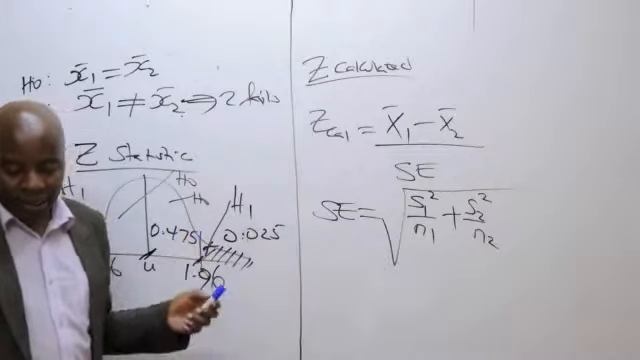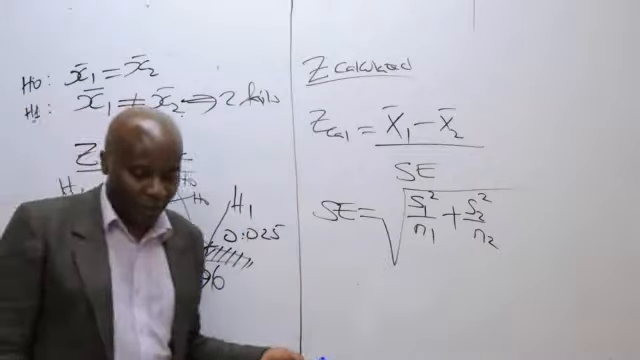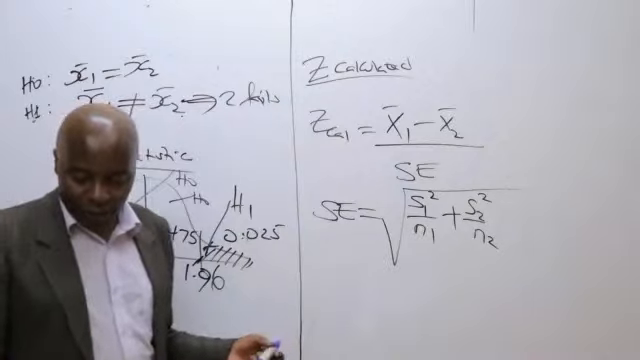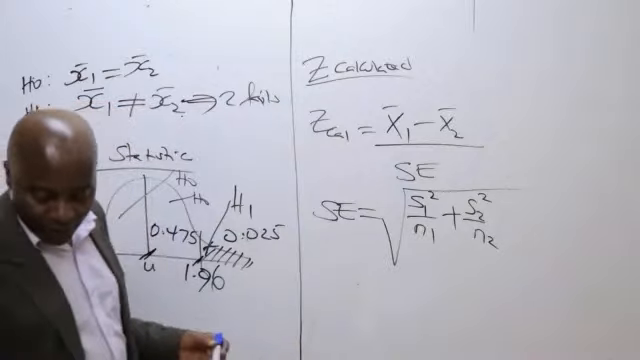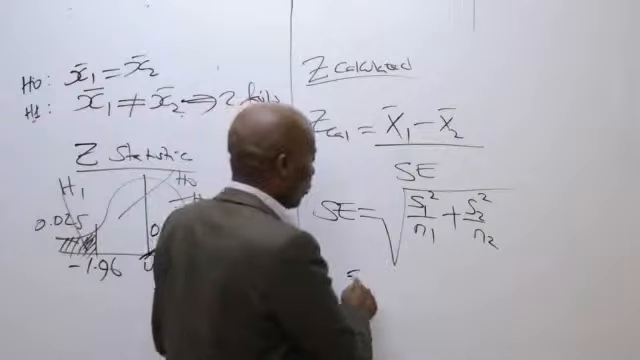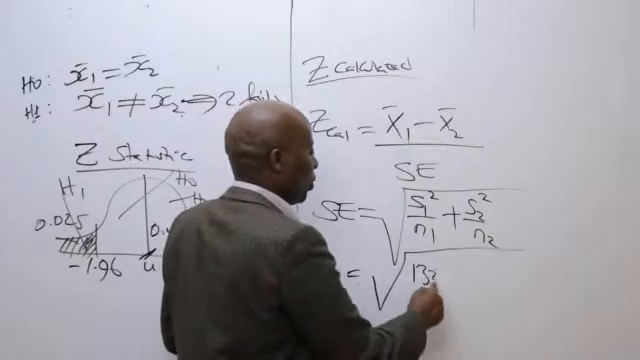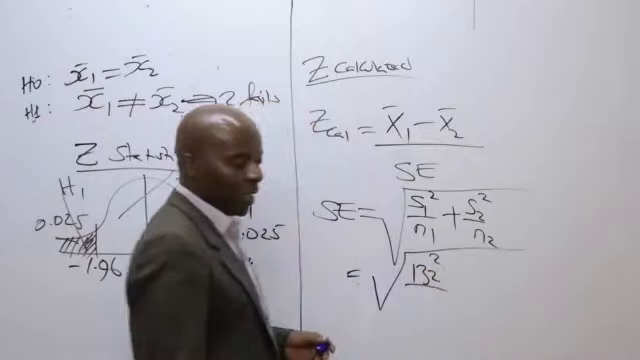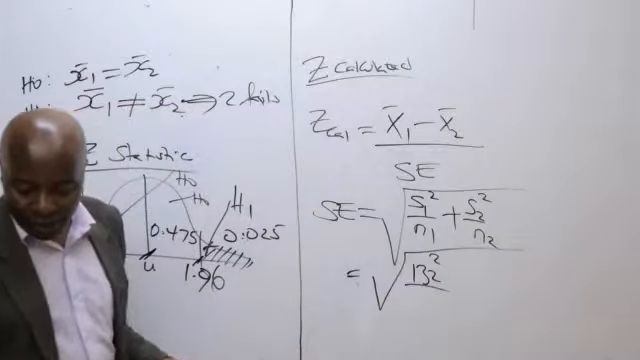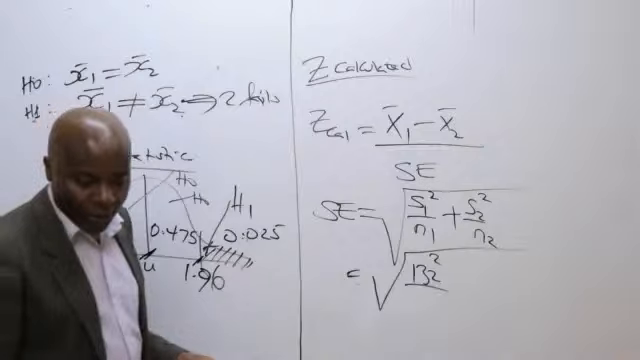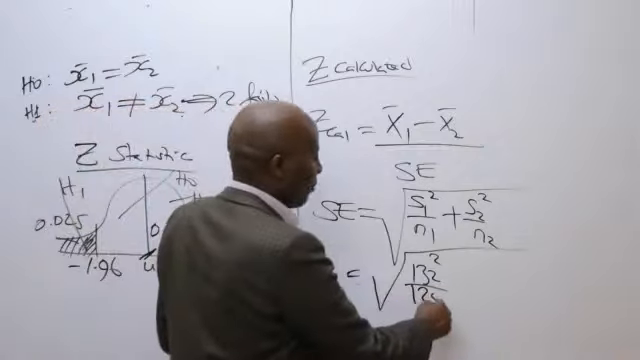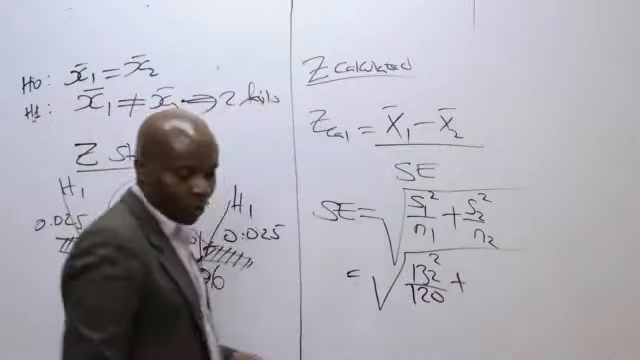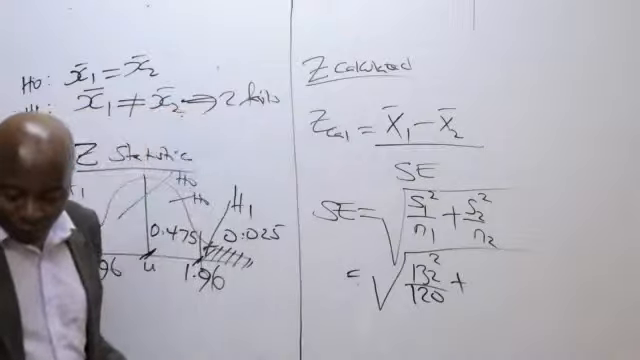Remember, S stands for standard deviation. So for X, it is 132. So I'll have 132 squared all over N1, where sample size 1 is 120. Plus, ladies and gentlemen, sample 2 standard deviation is 149.